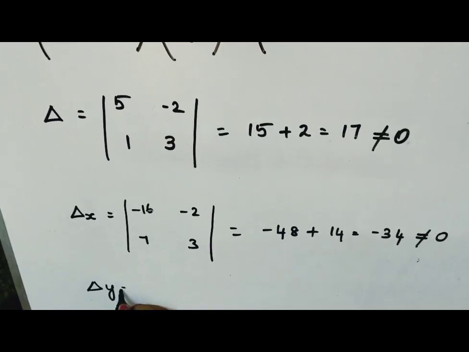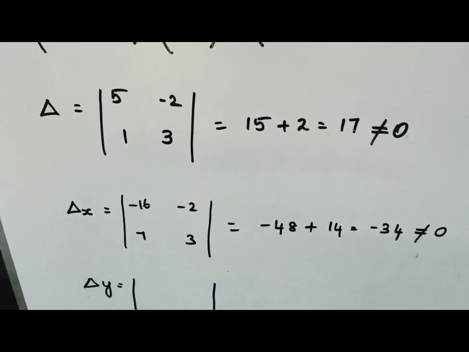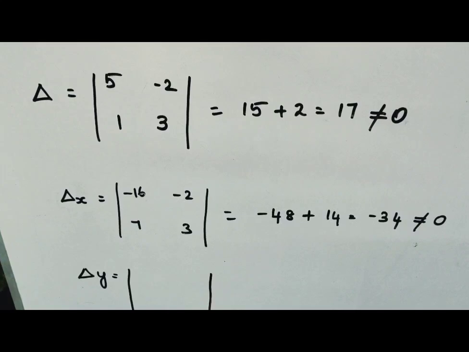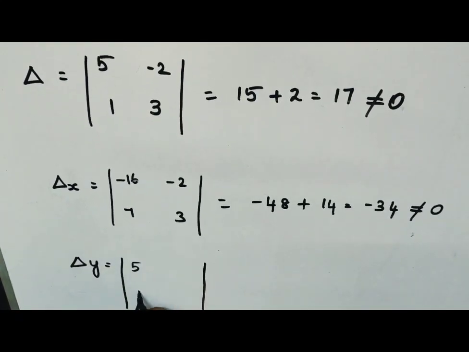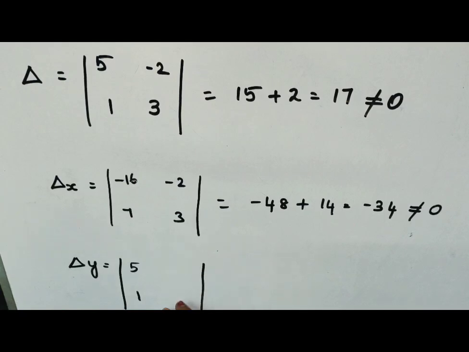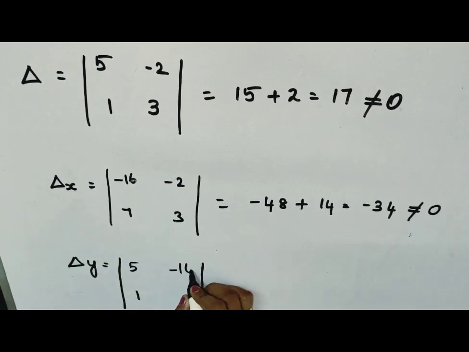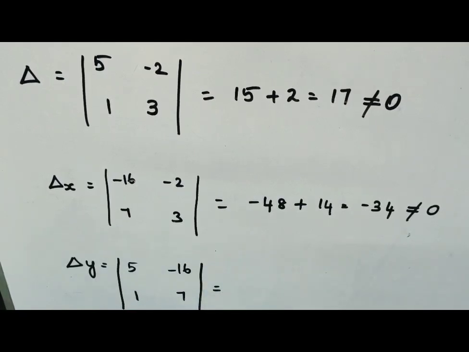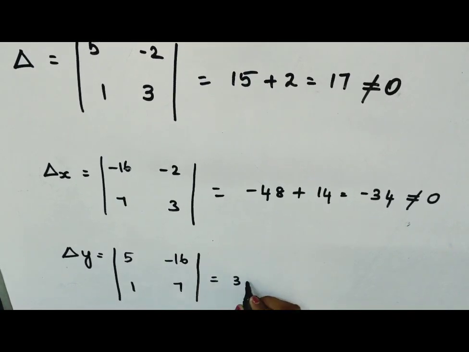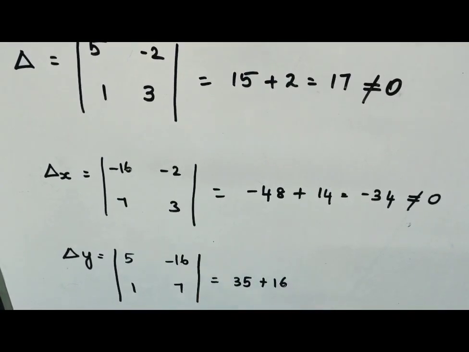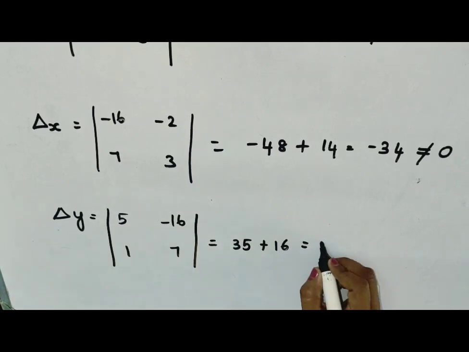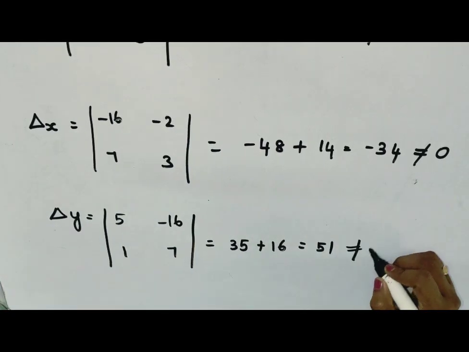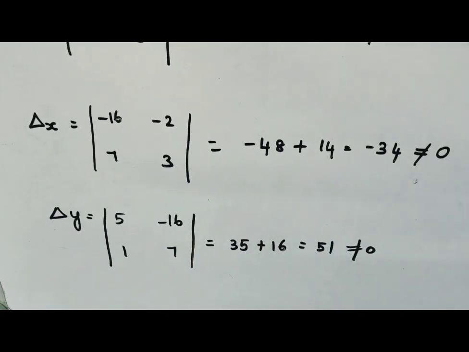Next, delta y. Delta x means we replaced the x column. Delta y means we have to replace the y column. So, the remaining column must be the same, 5, 1. The y column must be replaced with the constants given on the right hand side. 7 into 5 is 35, plus 16. 35 plus 16 is 51. This is also not equal to 0.